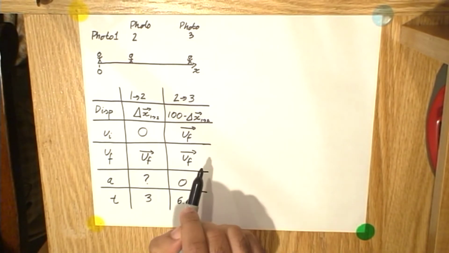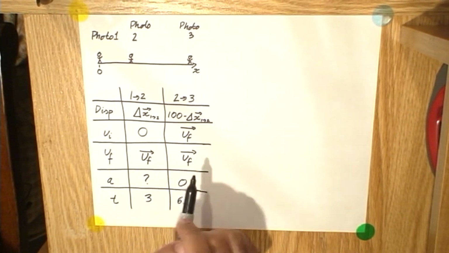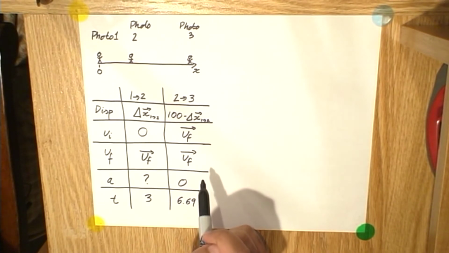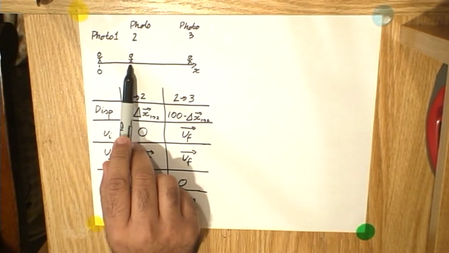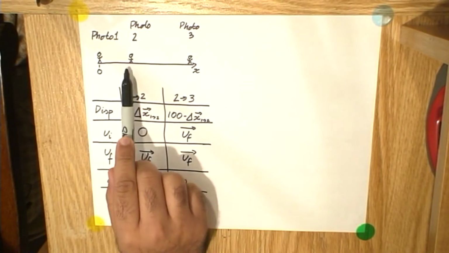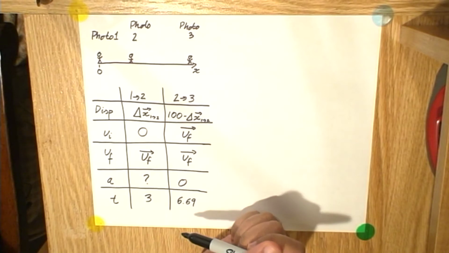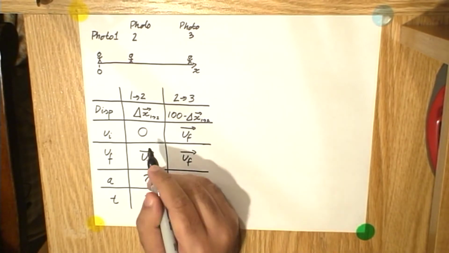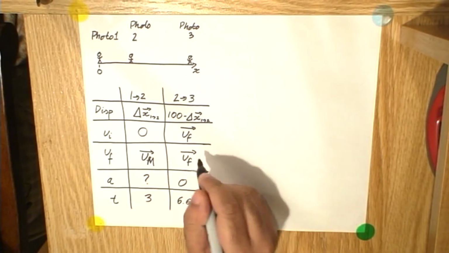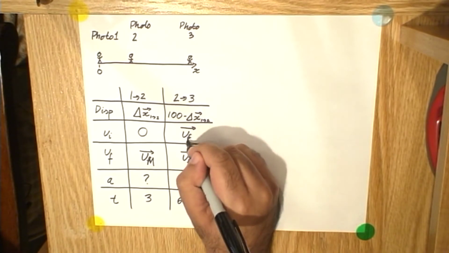But what we see is that there are really only 2 unknowns in this entire question. One is how far he moved between photo 1 and photo 2, and the other is what was his velocity at photo 2. What was his maximum velocity? In fact, now that I think about it, in order to make this a little bit clearer, I'm going to symbolize this as V sub m to represent maximum velocity.